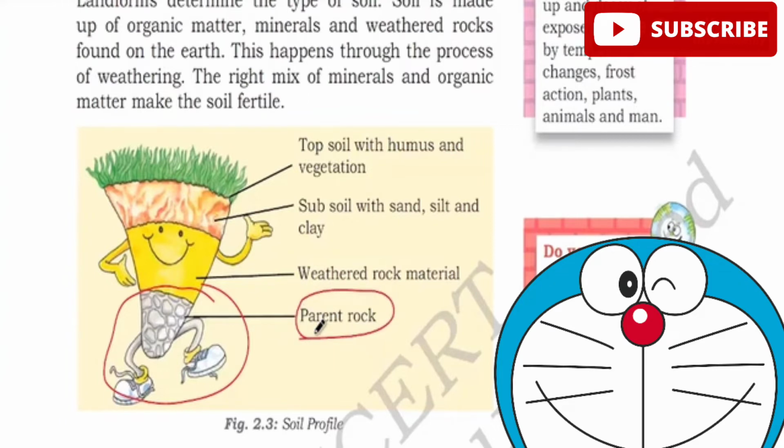Now, due to action of river, wind, water, groundwater or anything, usually we observe that this parent rock will be broken into pieces. That is what we call weathered rock material. And once we move above that, we usually see that the soil will have sand, silt and clay. That is, the smaller one will be above, some bigger particles will be below, and below that you have big boulders. So first you have parent rock.